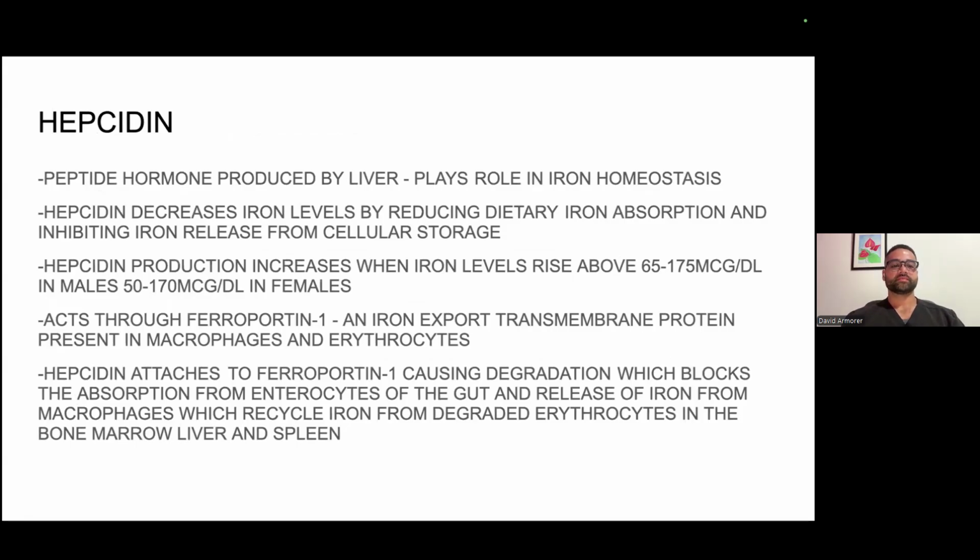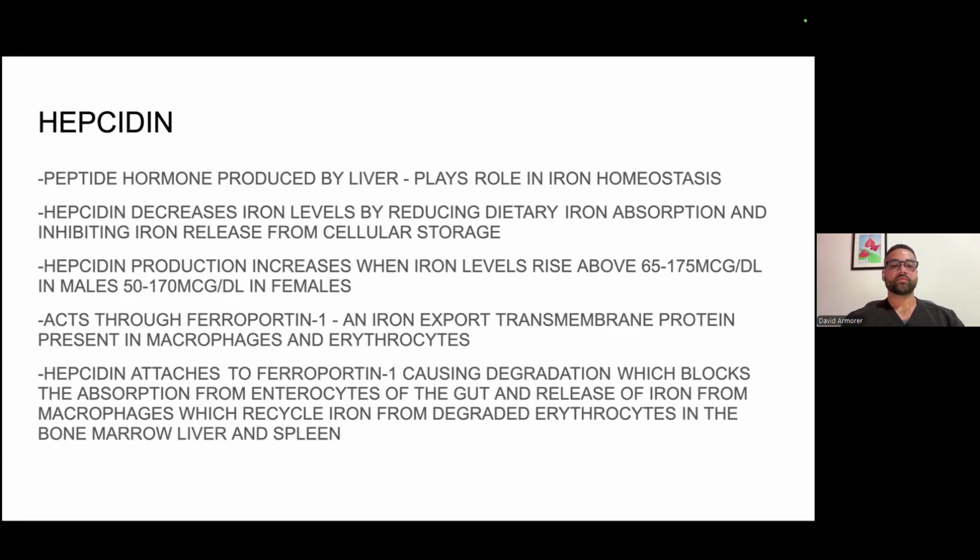Which would be a peptide hormone produced by the liver. It would play a role in iron homeostasis. It decreases iron levels by reducing dietary iron absorption and inhibiting iron release from cellular storage. The production increases when iron levels rise above 65 to 175 micrograms per deciliter in males, and when it rises above 58 to 178 micrograms per deciliter in females.